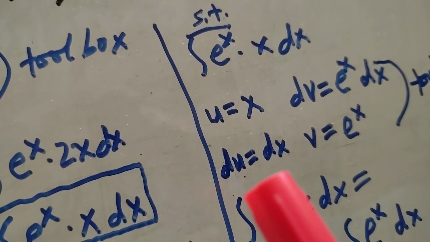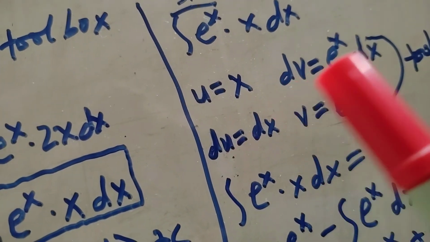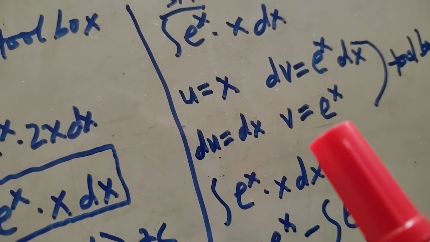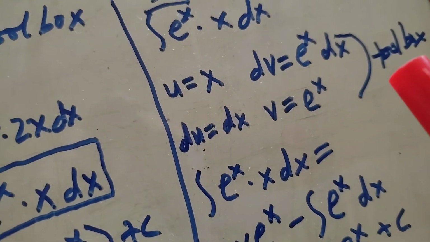Okay, then you want to complete the toolbox. If u is x, du is dx. Take the integral of each side, and you're going to get v is equal to e to the x. Don't worry about the plus c, because this is just the toolbox. And now this is going to work.